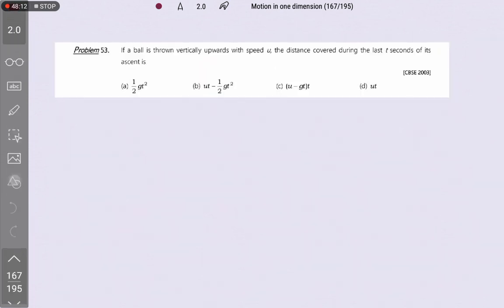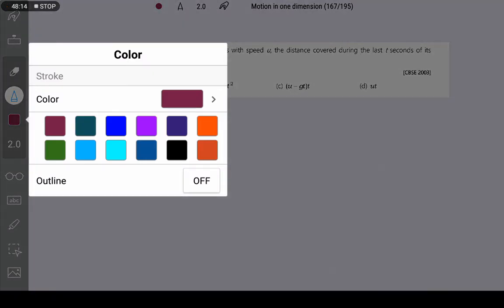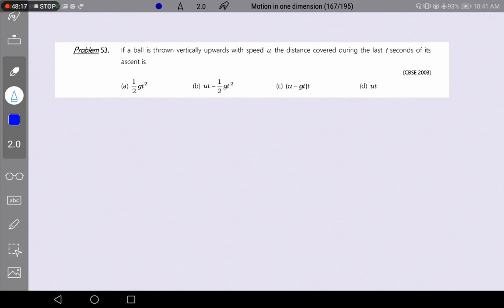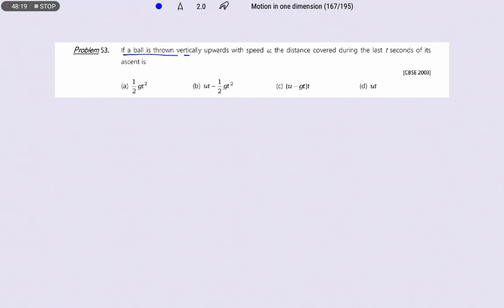Right, let us see the next one. So if a ball is thrown vertically upwards with a speed u, the distance covered during the last second of its ascent is. So last second of ascent, that means last t seconds they are asking. I don't know what is the time. So just now we discussed motion under gravity symmetry. So last t seconds of time of ascent is equals to first t seconds of time of descent.